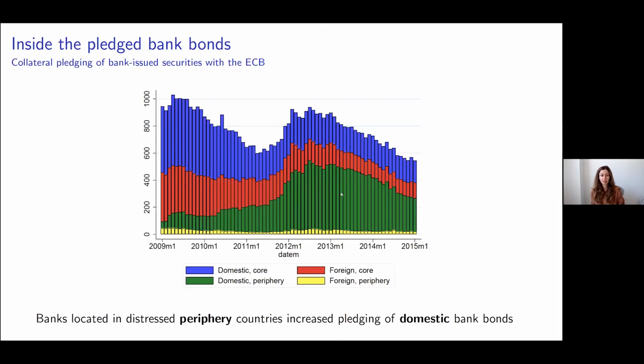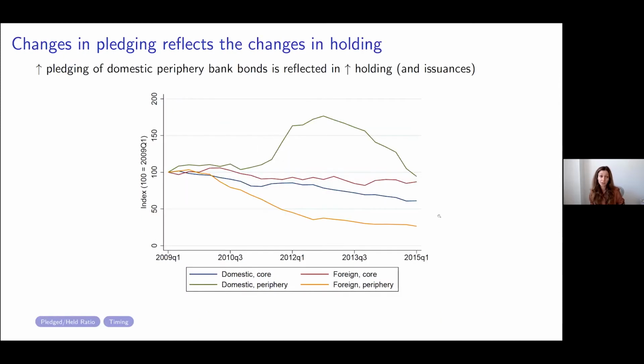Now, until now I was talking about pledging of bonds. Let me make one more connection, and that is that this behavior of pledging is largely connected to the behavior of bank holdings. So in this graph, I'm showing you the dynamics, and you largely see that the dynamics of the pledging and holding seem to correspond very, very largely. And again, the domestic peripheral bonds are being held the most.